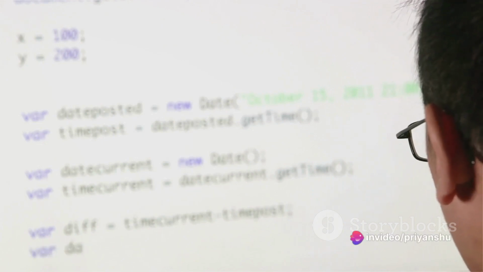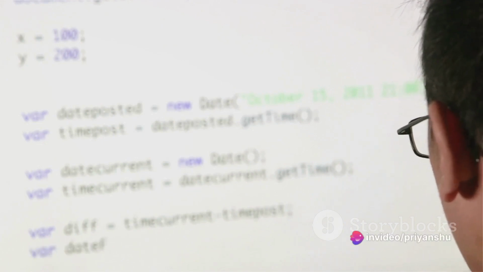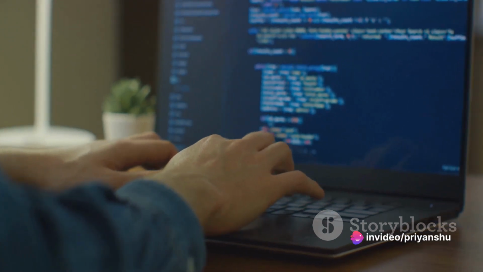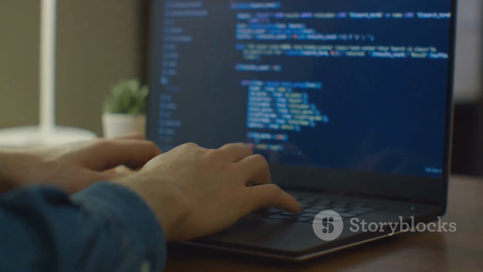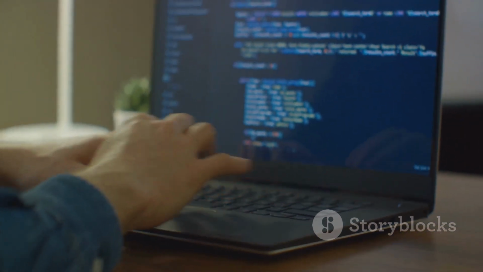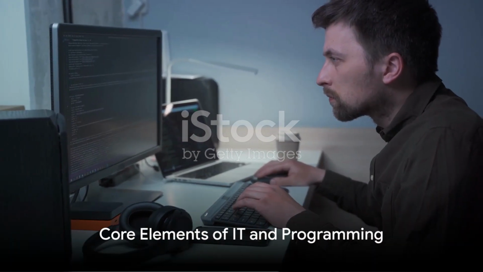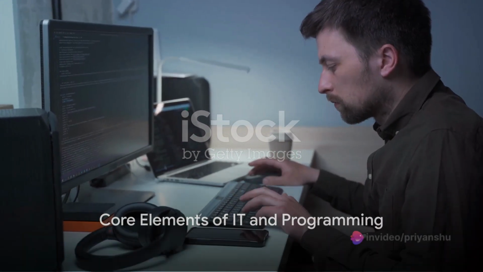Programming is the process of creating a set of instructions that tell a computer how to perform a task. Everything you interact with on your devices, from the operating system to the smallest app, relies on programming. Now, let's delve into the core elements of IT and programming.